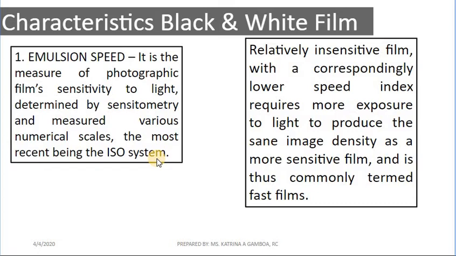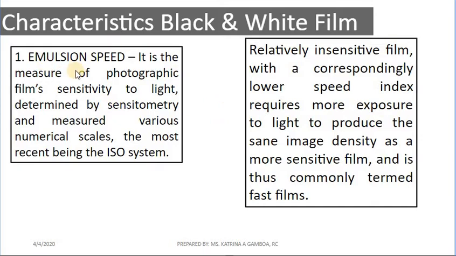Meron tayong mga pang-count niyan. Okay? Relatively insensitive film with a correspondingly lower speed index requires more exposure to light to produce the same image density as more sensitive film, and is thus commonly termed as the fast films. Meron tayong slow film and fast films. Ang fast films, ibig sabihin, kapag konting react lang sa light, agad na form na yung image. Kapag naman slow films, 5 seconds mo muna siyang i-expose sa light para lang ma-record yung image. Okay? Doon ang tinatawag nating emulsion speed.